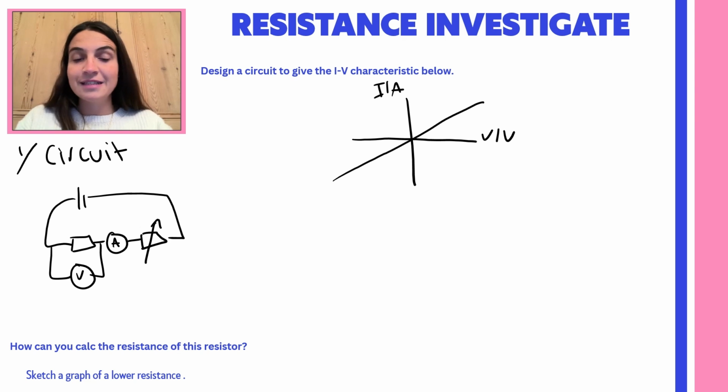My voltmeter needs to be in parallel with the fixed resistor, and my ammeter needs to be in series. So I've drawn my ammeter in the middle there. It could actually have been anywhere in that circuit.